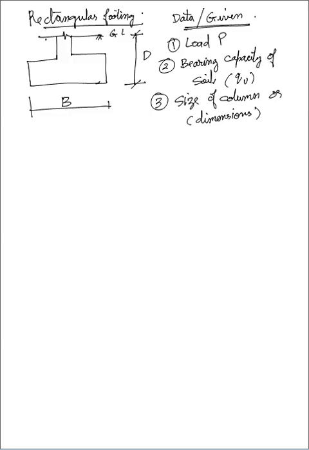So the dimension of the column will be fixed. You are designing the isolated footing, so we don't know the actual size of the footing, but the size of the column will be given to you. They will also give you the grade of concrete and the grade of steel also.